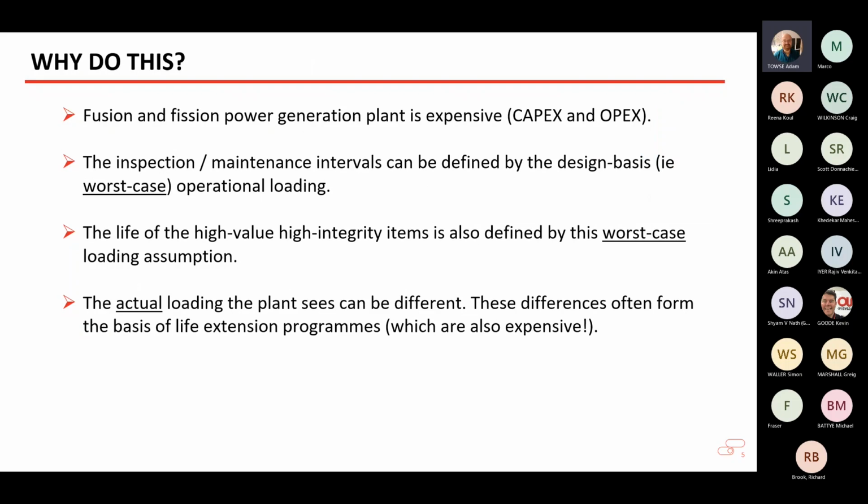Okay, so why do we want to do this? Well, Assystem's background is really in power generation, traditionally in the fission power generation sector, but now as well in fusion power generation. And one thing we do know is it's expensive. It's expensive to design, it's expensive to manufacture, and it's expensive to operate. Okay, just like any other power plant system is.